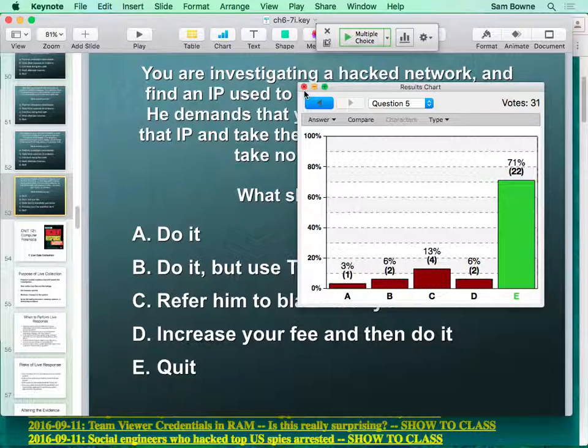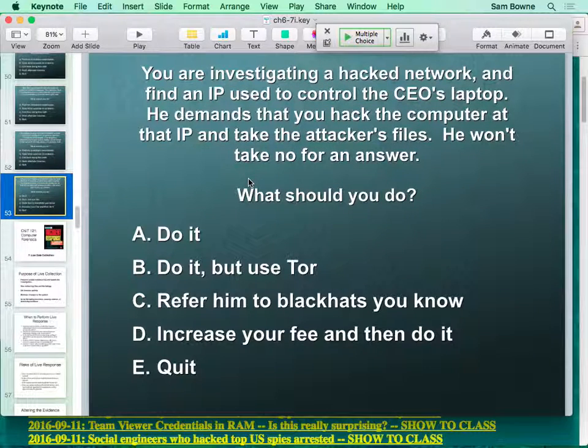some people click. Anyway, so the point here is they're trying to get you to commit a crime, and you don't help them commit a crime. You just quit. Don't work for people that demand you do illegal things.